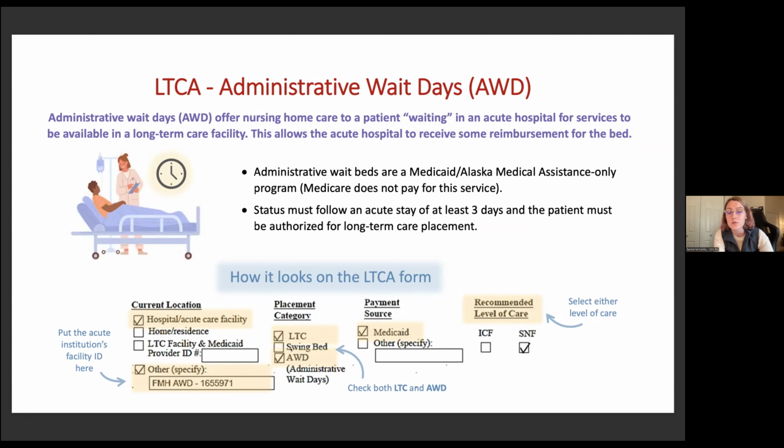If you're asking for administrative wait days on an authorization, it's really important that you check the AWD box in addition to wherever they're placing. So they're going to place in long-term care or swing bed, but Providence is waiting for an open bed, so you would also check this AWD box. And then also underneath their current location, other, very important to put PMC's AWD facility ID here because that's used for billing. Some of the times that gets missed.